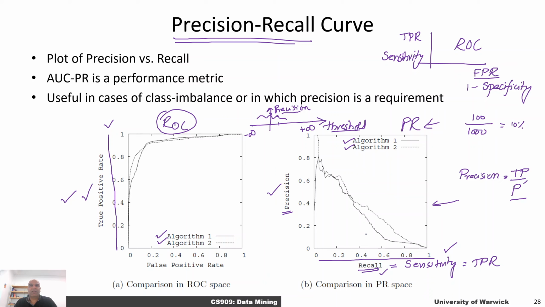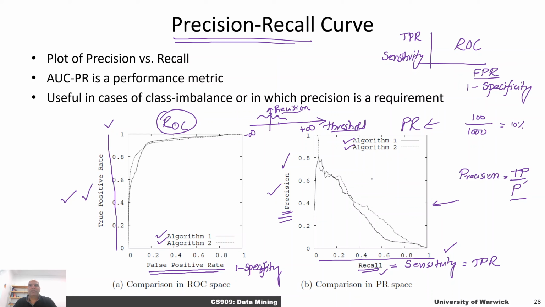This is the sensitivity. However, the y-axis of the precision recall curve is different from the x-axis of the ROC curve. The x-axis of the ROC curve plots the false positive rate, which is 1 minus the specificity of the classifier at different values of the threshold, whereas for the PR curve, we have something completely different, which is the precision.